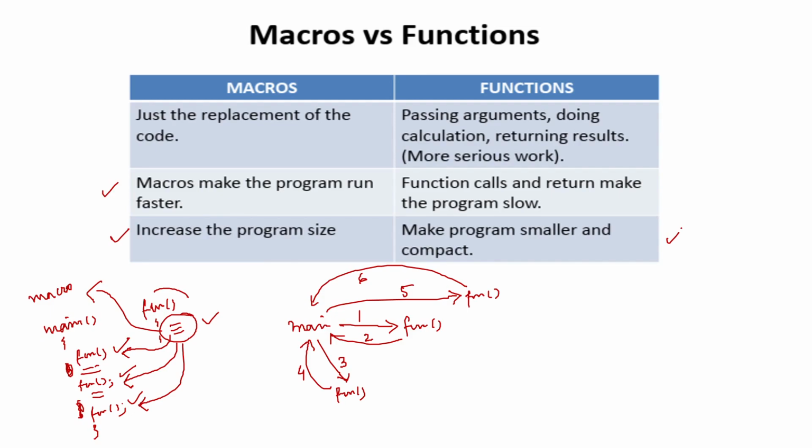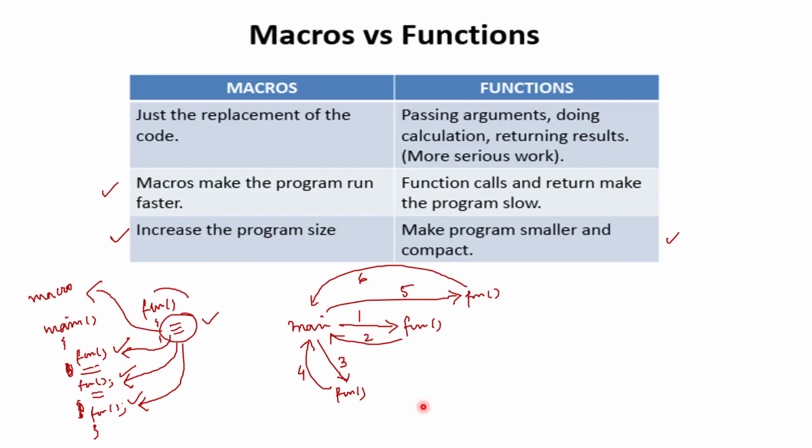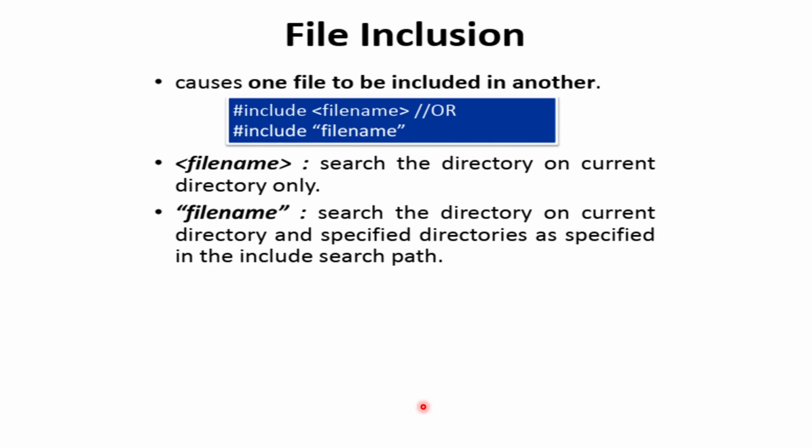And now we will see the next preprocessor directive, that is file inclusion. So in the last class we ended our discussion on macro expansion. We have seen different types of macros are possible, and we have also seen what is the basic difference between a macro and a function. Now we will start with the second preprocessor directive that we have, and that is what we call file inclusion.